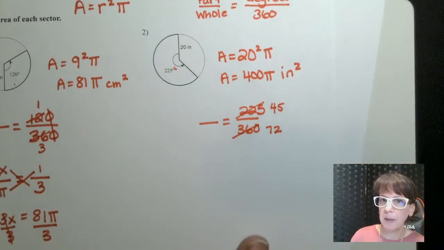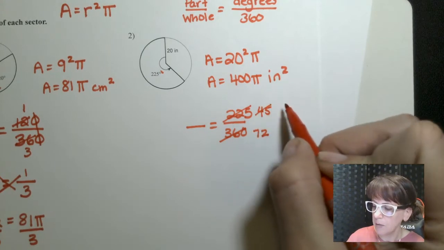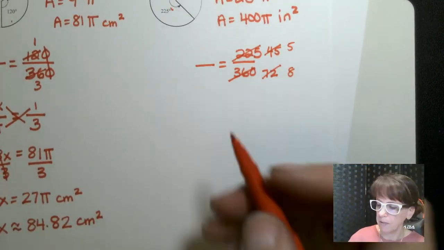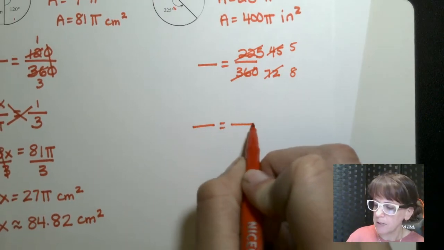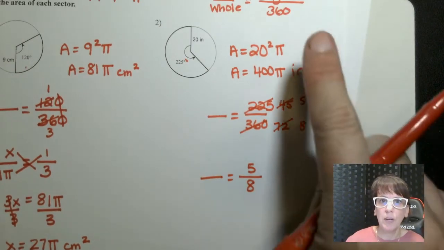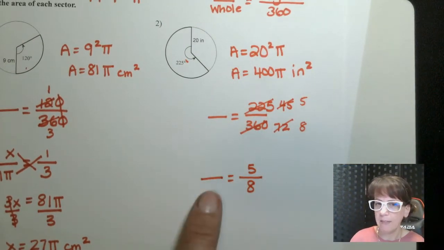Both of those are divisible by 9. If we divide by 9, we get 5. Divide by 9, we get 8. Okay, so now we're ready. We've got part over whole equals 5 over 8, because that's as reduced as that's going to get. So we have the part that we're looking for, and then the whole goes on the bottom.